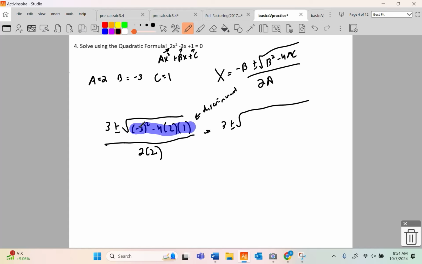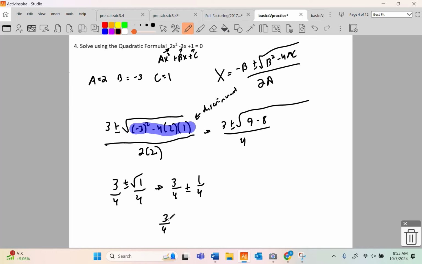Negative 3 squared is going to be positive 9. 4 times 2 is 8 times 1 is 8, so minus 8, all over 4. Now, 9 minus 8 is 1. This becomes root of 1, and both pieces are over a 4. The square root of 1 is, believe it or not, 1. Some kids leave it like that, but it's 1. This is 3/4 plus or minus a quarter.